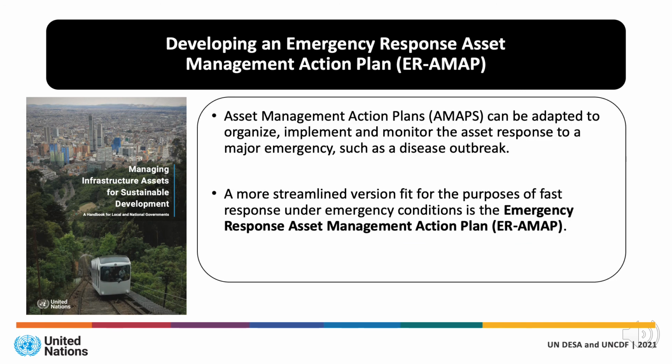Asset management action plans can be adapted to organize, implement, and monitor the asset response to a major emergency, such as a disease outbreak. A more streamlined version fit for the purposes of fast response under emergency conditions is the Emergency Response Asset Management Action Plan, or what we call an ERA-MAP. You can find details about how to develop an ERA-MAP in UNDESA's Handbook on Managing Infrastructure Assets for Sustainable Development.